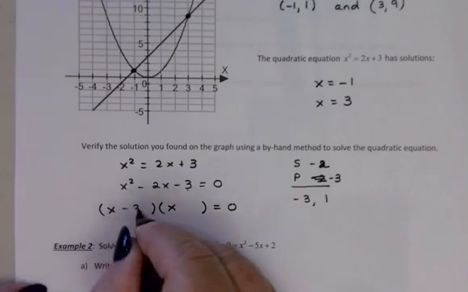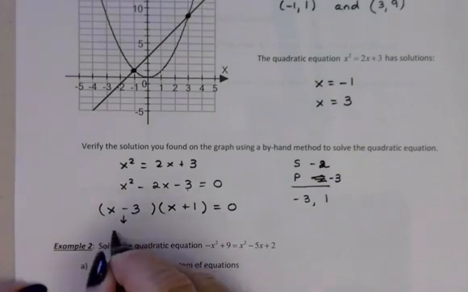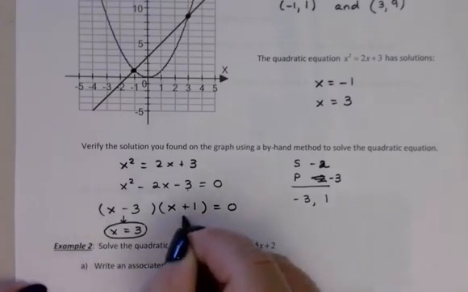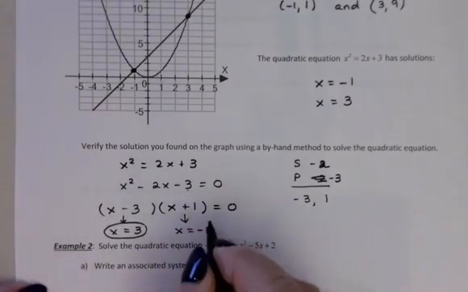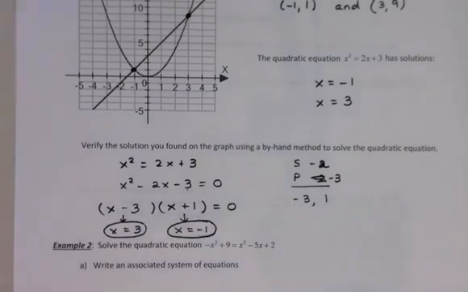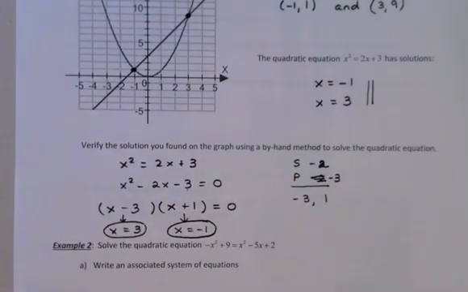All right, now I think we can use -3 and 1. So x minus 3, x plus 1. If x minus 3 is 0, then x equals 3. And if x plus 1 is 0, then x equals -1. And those are exactly the solutions that we had up here. So everything seems to be working out just fine.